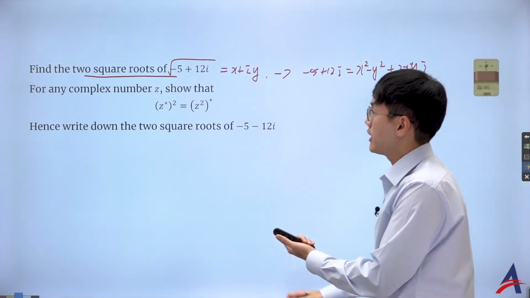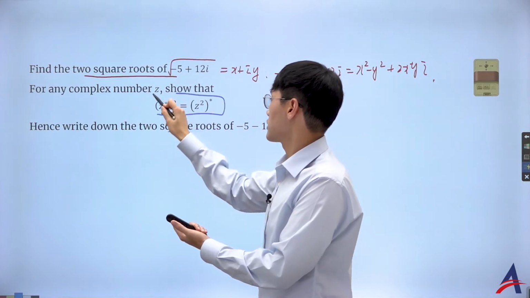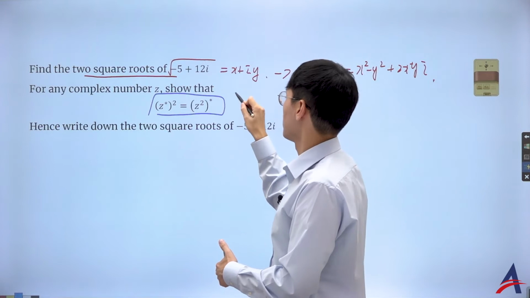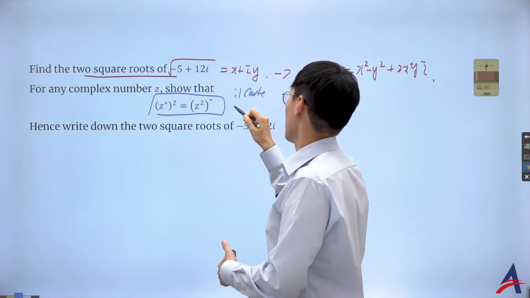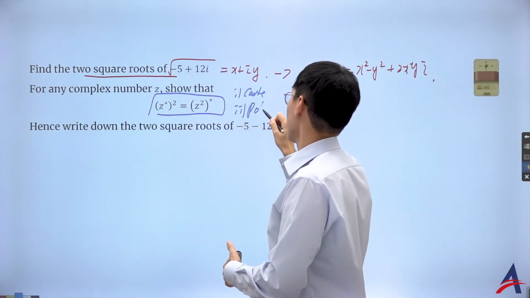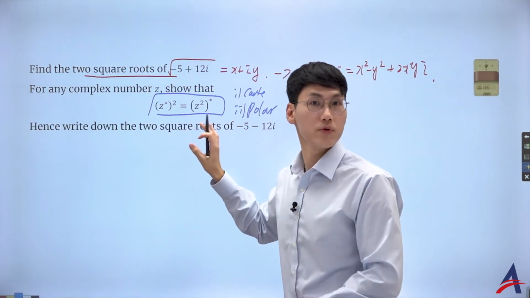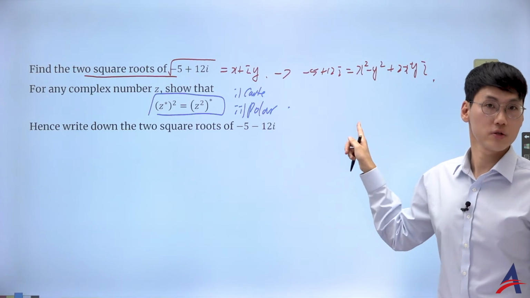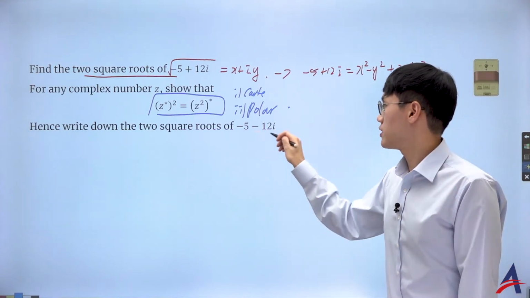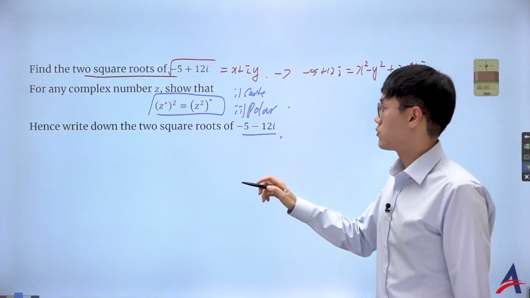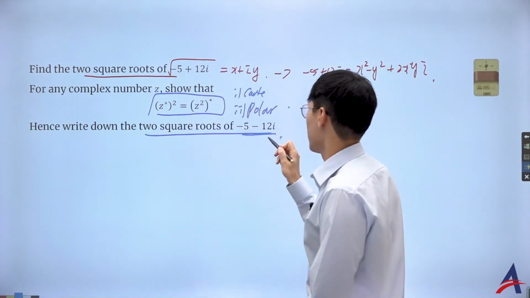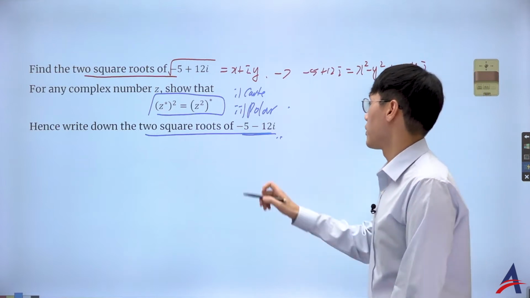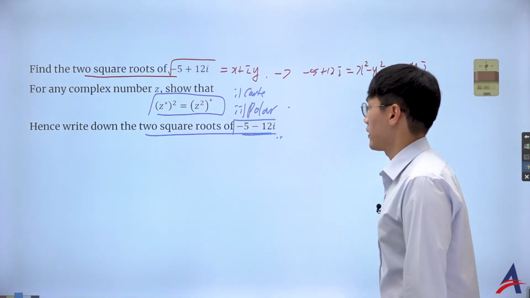Okay, and then you can show this form using the operation. I would strongly encourage you to prove this either by Cartesian form or the polar form. I will leave that as an exercise. But the reason, despite having similar practice with the simultaneous equation, is to check on this part here. It says, hence, write down the 2 square roots of negative 5 minus 12i.